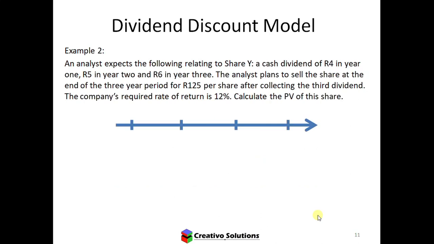Right, the next example is looking at an analyst's expectation where you have share Y. You also have a cash dividend here of 4 Rand in the first year, 5 Rand in the second year, and 6 Rand in the third year. The analyst plans to then sell the share at the end of the 3-year period for 125 Rand per share after collecting the third dividend. Your job, again, is to use the required rate of return and calculate the present value of the share. All right, let me just show the answer.